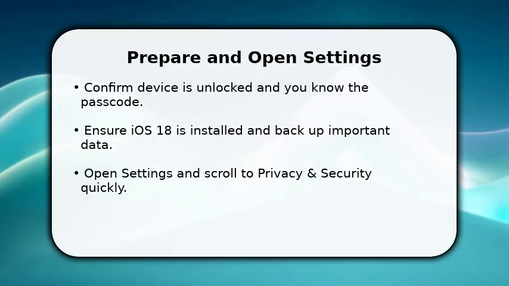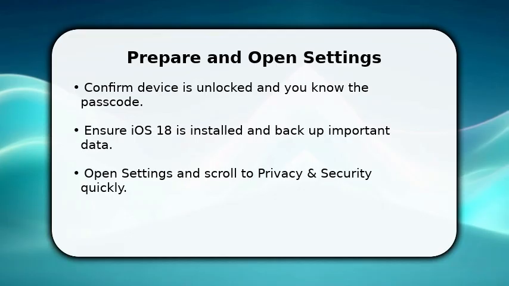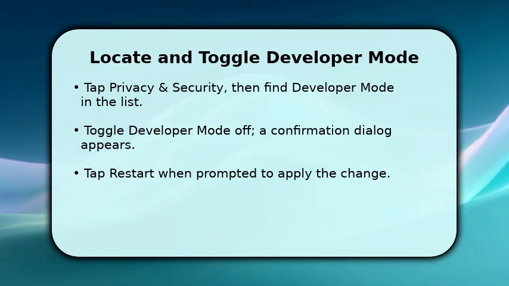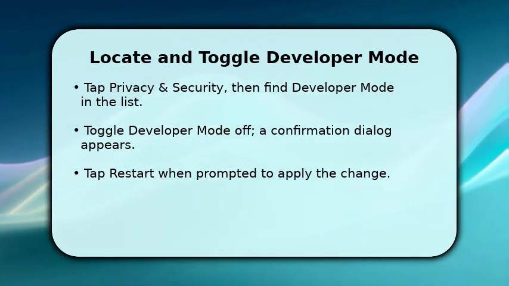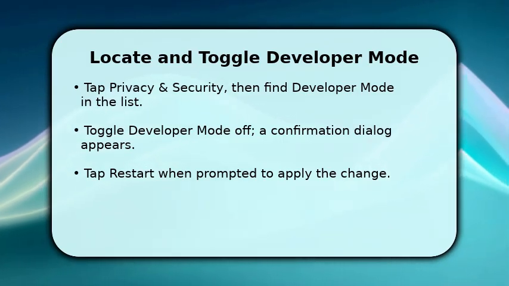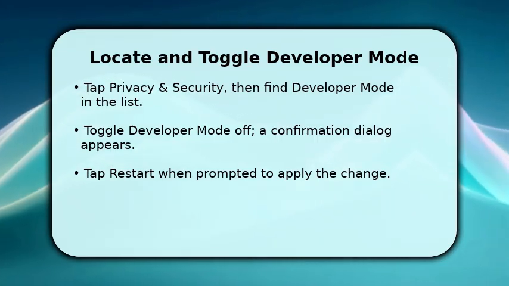You're not wasting time on obvious setup, you're immediately positioning yourself at the control panel where the option to disable developer features appears. You'll now locate developer mode under Privacy and Security and tap it to view details. When you toggle developer mode off, iOS prompts for confirmation because this disables advanced features and app installation methods. That's why the system asks you to confirm.